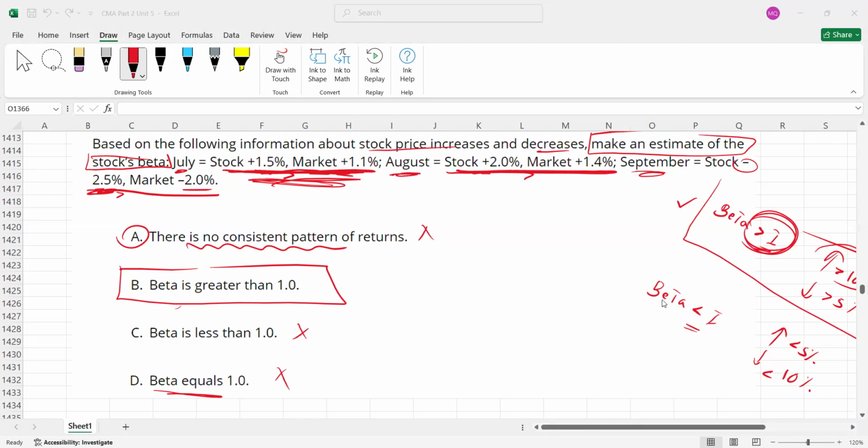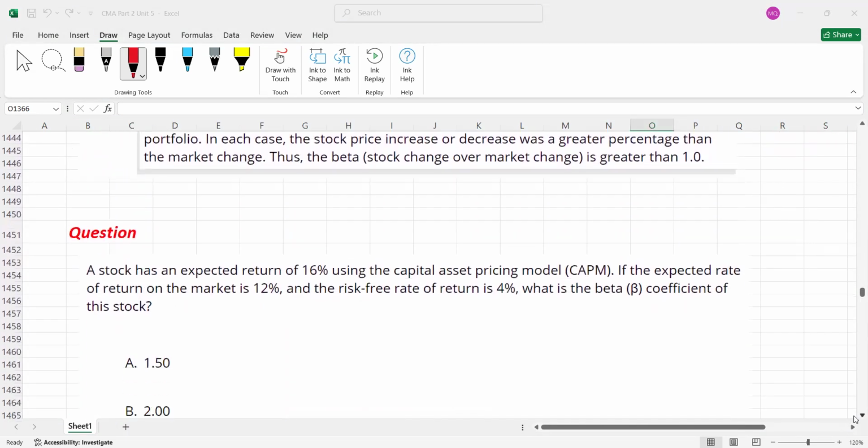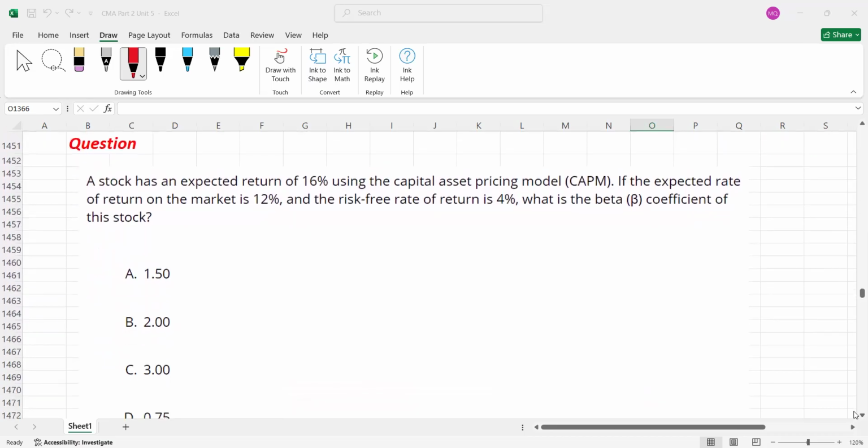Okay. Now we have a next question here. Let me read the requirement first, and you should also develop this habit. Try to always read the requirement. Mostly the requirement of the question is written at the end of the question, but sometimes it may be written in between the question. If it is written at the end, that's good. First read the requirement. Otherwise, you have to go through the question first.